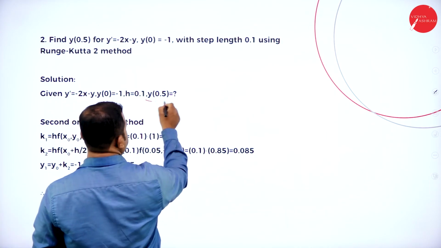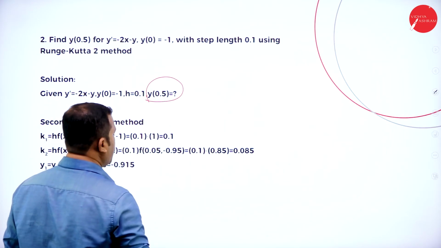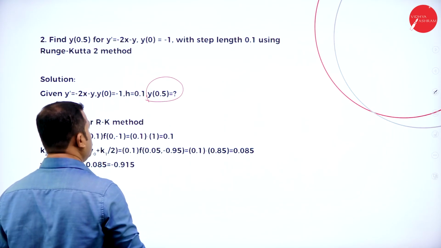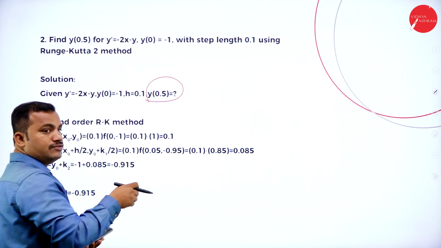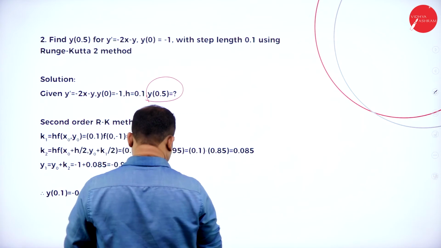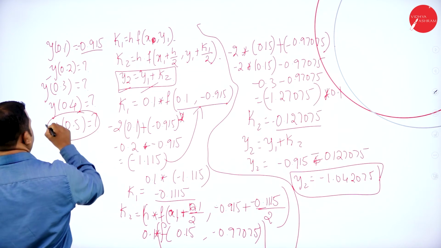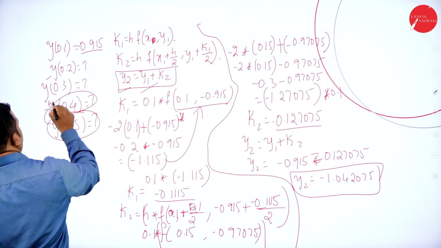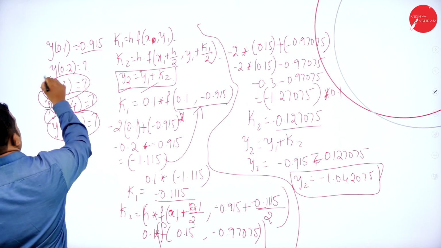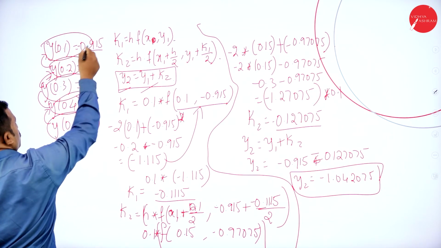So repeating this process, we have to find out till Y of 0.5. How can I find out the value of Y of 0.5? By using the value of 0.4. How can I find out the value of 0.4? That is this. 0.5 is obtained from 0.4, 0.4 from 0.3, 3 from 2, 2 from 1. So we have these operations now.